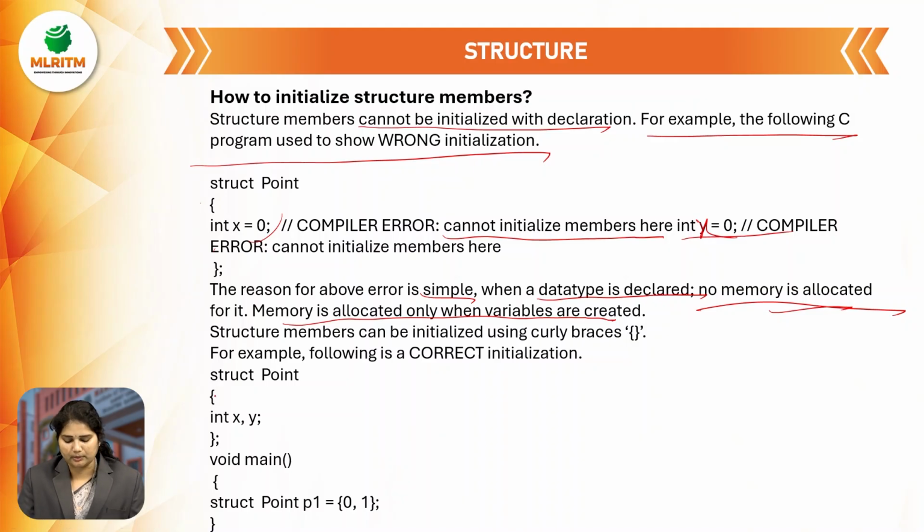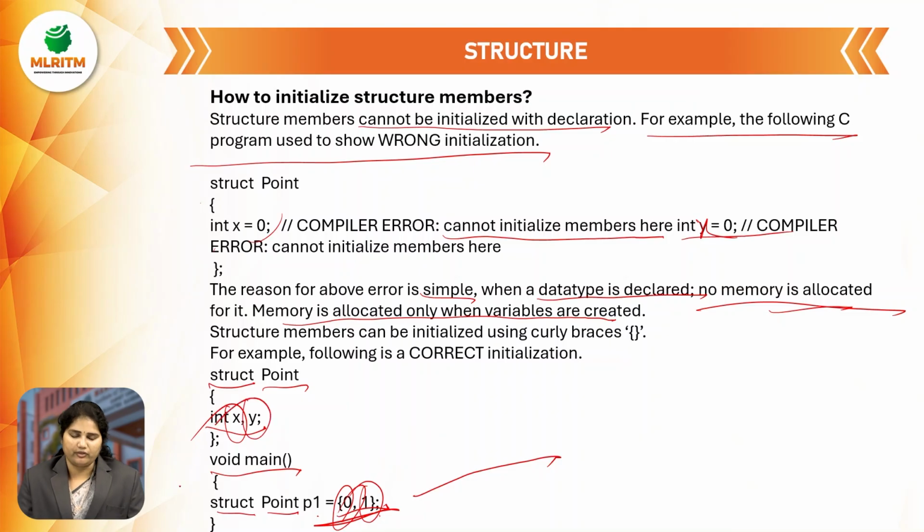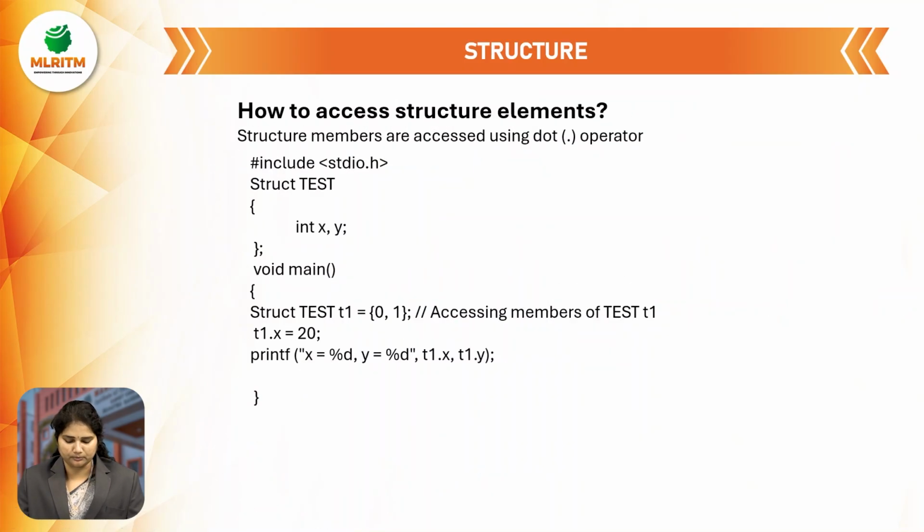Here in this example, struct is the keyword, and point is the structure name. We are declaring two variables. Coming to the main function, struct point p1 equals, in curly braces we can initialize values. This is what we call compile time initialization. 0 and 1: 0 will be stored in x and 1 will be stored in variable y. Like this we will initialize structure members.